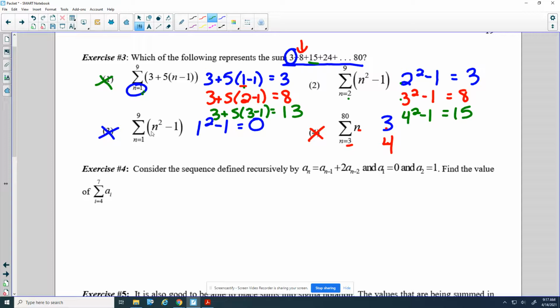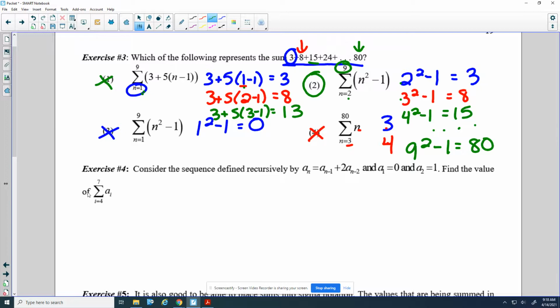Just to make sure I didn't make a mistake, usually what I'll do is I'll plug in the last number and make sure it matches up with that once I'm down to my final one. So 9 squared minus 1 does equal 80. So I'm pretty sure based on process of elimination and then checking the end that 2 is the answer.